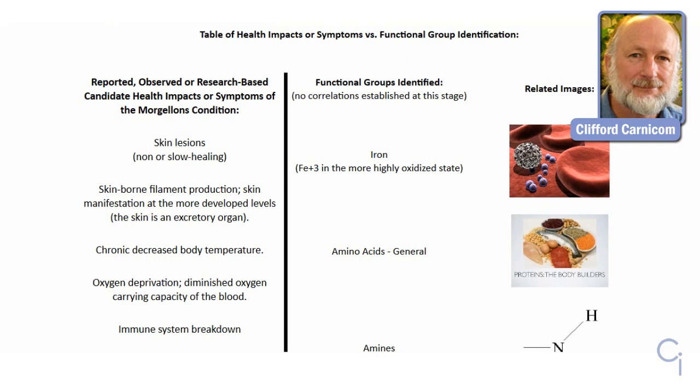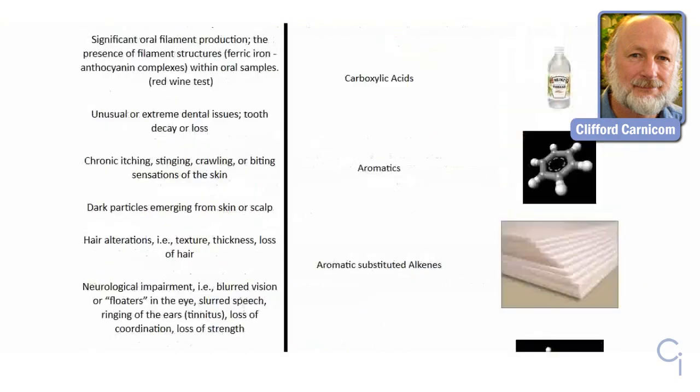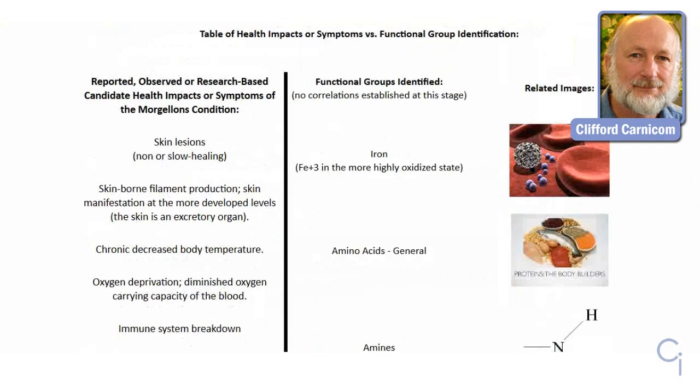There, I gave enough qualifiers to let you know that it's not perfect, but it's a reasonable list based upon the knowledge available. Not a bad idea to read through this list, because this is one of the lines of reasoning that must always be kept in the forefront, something I need to be thinking about as I'm working through this problem. Let's go through them so we see what the list is. The list reads: skin lesions, non or slow healing. Second, skin-borne filament production, skin manifestation at the more developed levels.